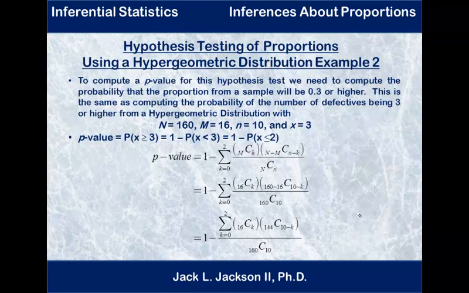So it's 1 minus the probability of x less than or equal to 2, so that's 1 minus the CDF of a hypergeometric with these parameters going up to 2. So we want to add up from 0 to 2 this PDF formula, and that sum gives us the CDF, and we will subtract that from 1. So here it is with the numbers plugged into it.